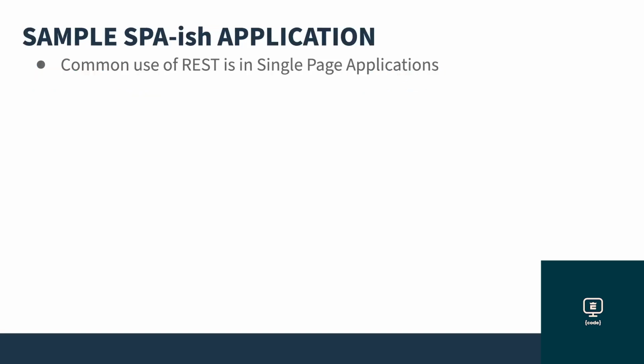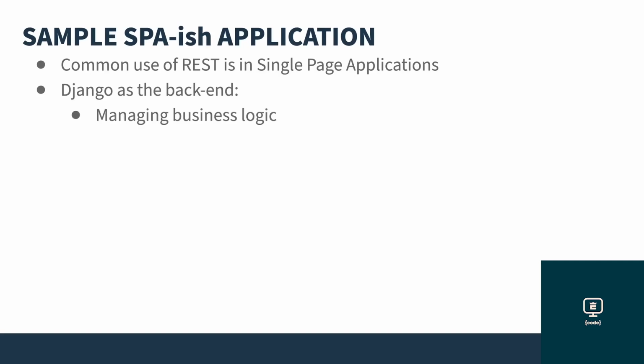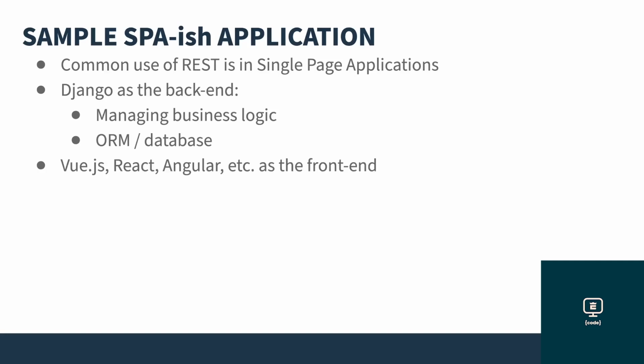Single-page applications have become a popular way of building things on the web, and REST is a common protocol to be used with these SPAs. Single-page applications are split into a front-end and back-end. Django can be used for traditional web or as the back-end for an SPA. Your Python code on the server side includes managing any sort of business logic, and then you can use the Django ORM and database for storage. On the front-end side, there are plenty of frameworks out there to help you build SPAs. Vue, React, and Angular are some of the more popular ones.